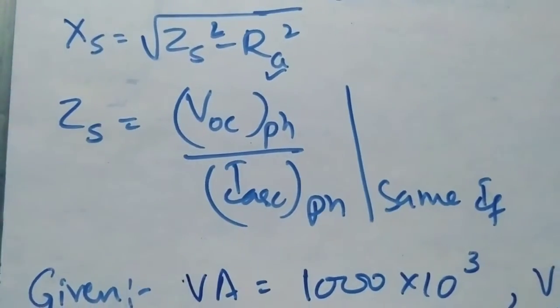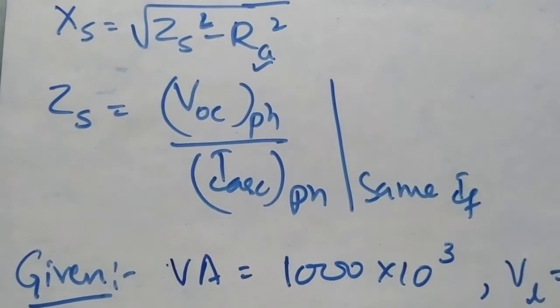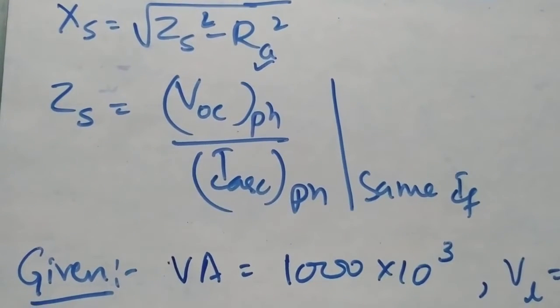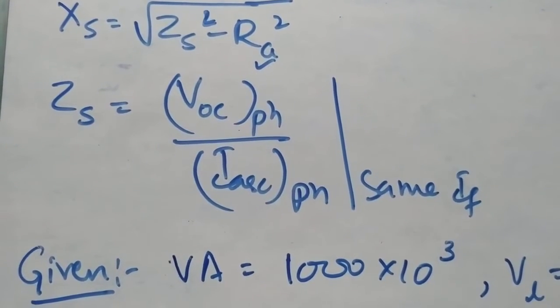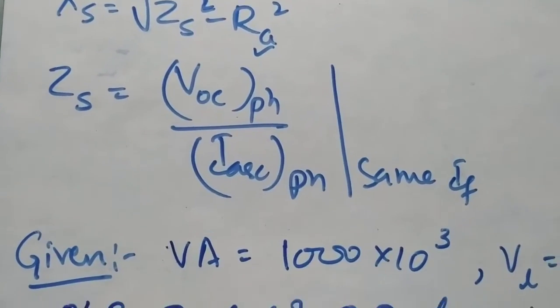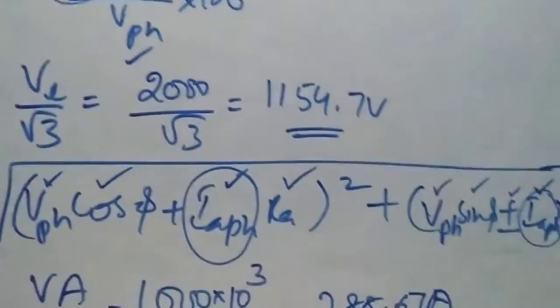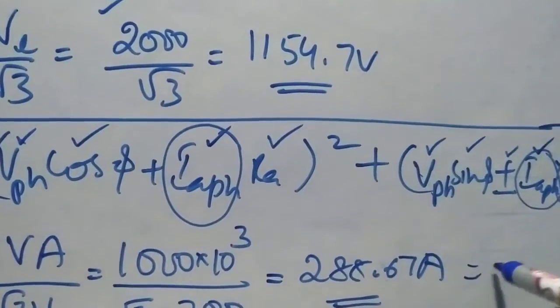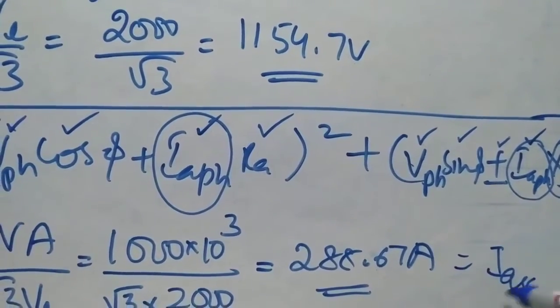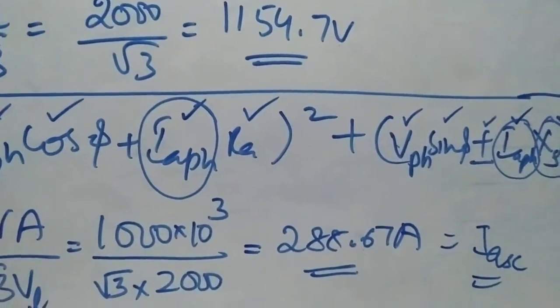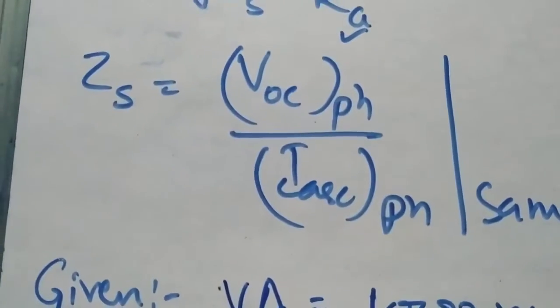This value can be obtained from the graph, because they have not given the VOC phase and ISC phase in the problem. The ISC phase value will be the same as 288.67 itself. So this itself will be your short circuit current. But we have to get the value of the VOC phase.